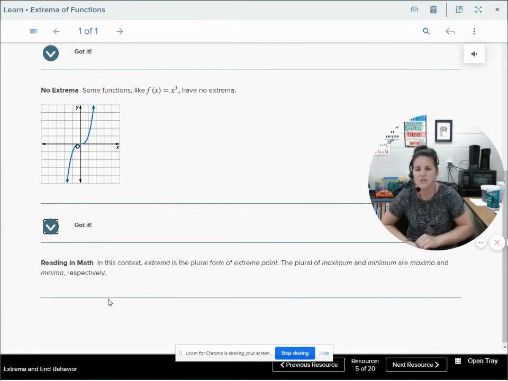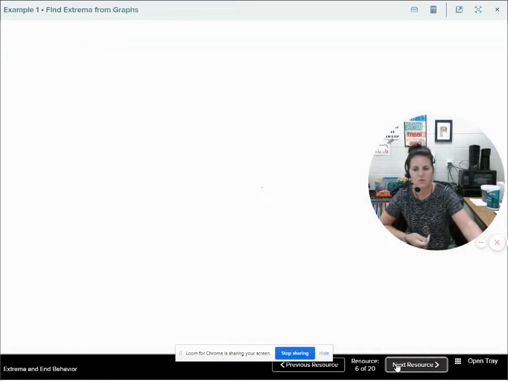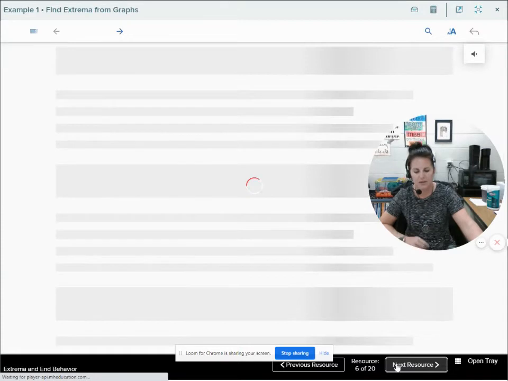And then, of course, I like to look at these little study tips. In this context, extrema is the plural form of an extreme point. The plural of maximum and minimum are maxima and minima, respectively. That's just a little terminology to help you out here.